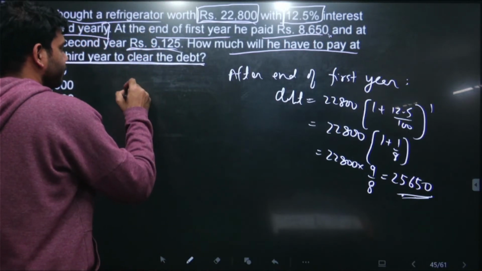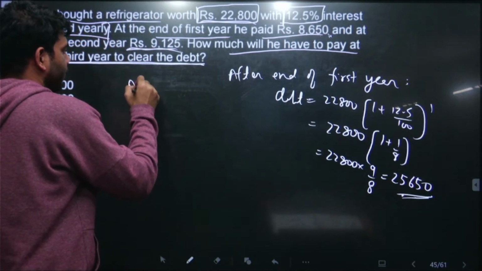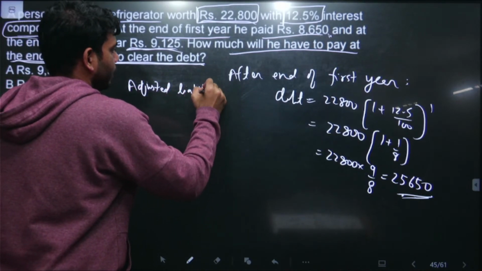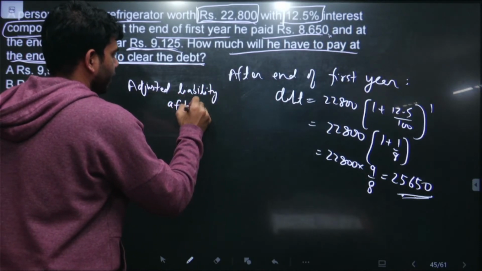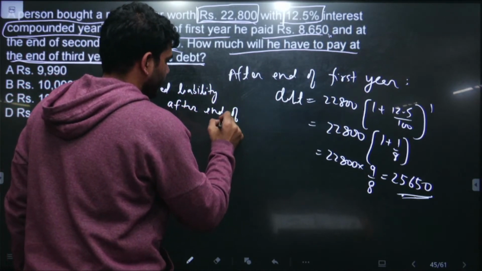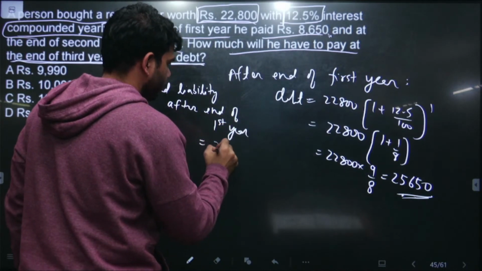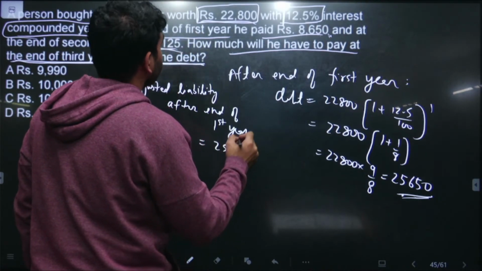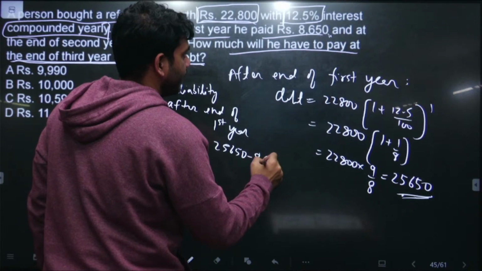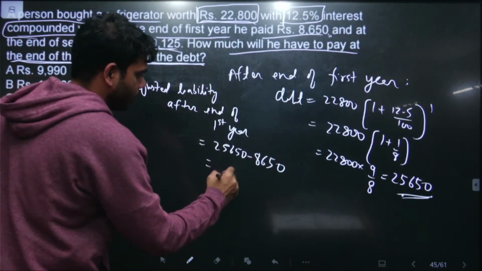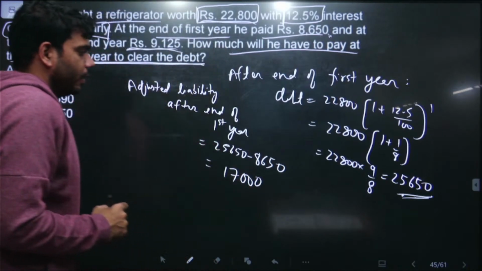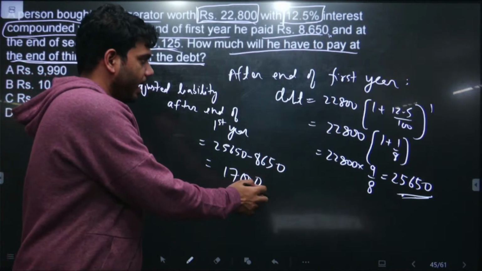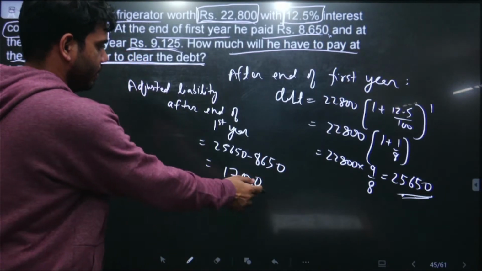So it means adjusted liability after end of first year is equal to total liability minus this amount जो इसने पे कर लिया, 8650, and this is coming out to be 17,000. Right, so 17,000 is the adjusted final liability that this person is having after the end of first year. After the end of first year, this is the total liability.